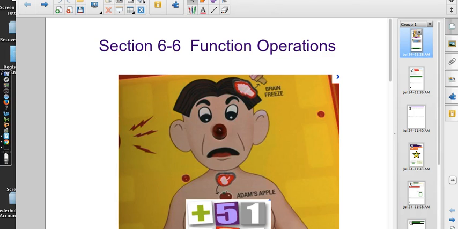Today is function operations, so I will dress appropriately. Today we are math doctors because we're performing operations. Oh, this is serious stuff.